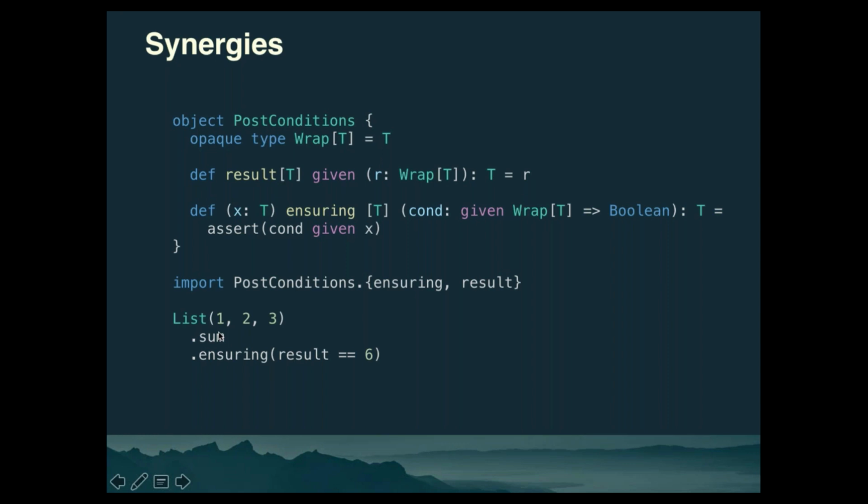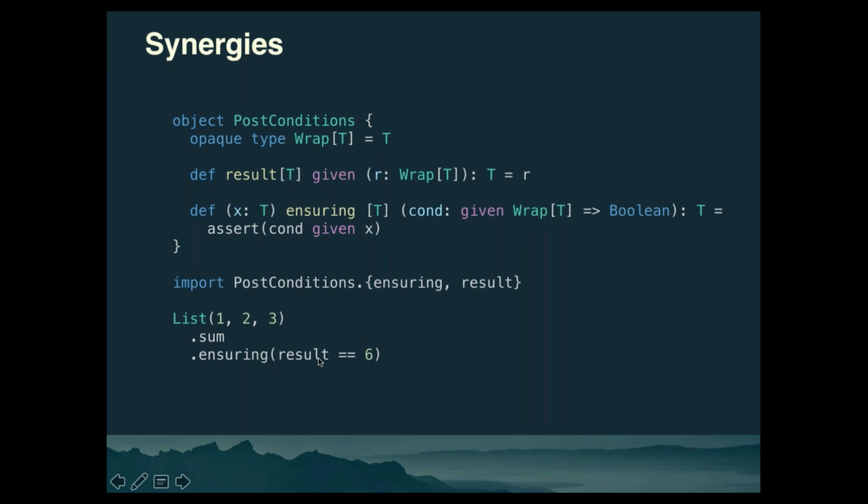Okay, so how do I get result? Result says, well, I need to be given a Wrap of T and I give you back a T. So Wrap is essentially a wrapped result. And where does the result come from? Well, because ensuring takes an implicit function type like that here, what it would do is essentially produce here a lambda, an implicit lambda, that takes a wrapped result, and that wrapped result gets passed by the ensuring here.